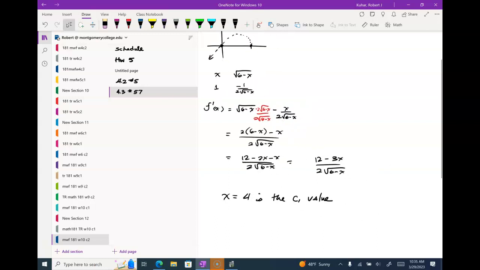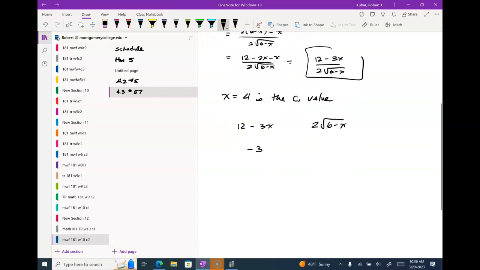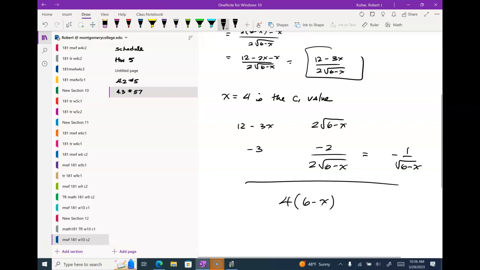Good. Ready for our second derivative. I guess I'll work with this one. So upstairs function is 12 minus 3x. Derivative is negative 3. We okay with that? Yeah, thank you. Downstairs function is 2 square root of 6 minus x. Derivative is negative 2 over 2 square root of 6 minus x. So just negative 1 over square root of 6 minus x. And the downstairs squared is 4 times 6 minus x. 4 times quantity of 6 minus x. We okay there?